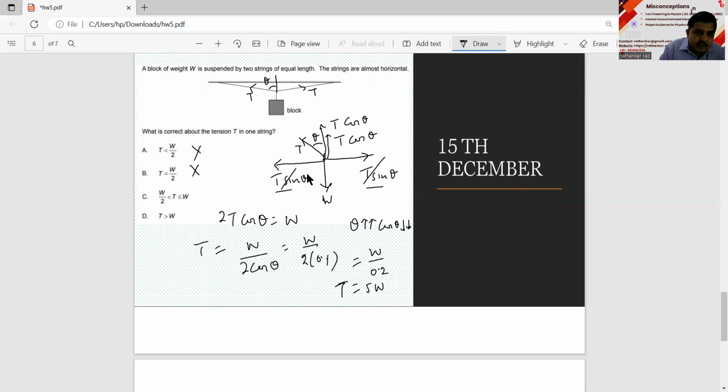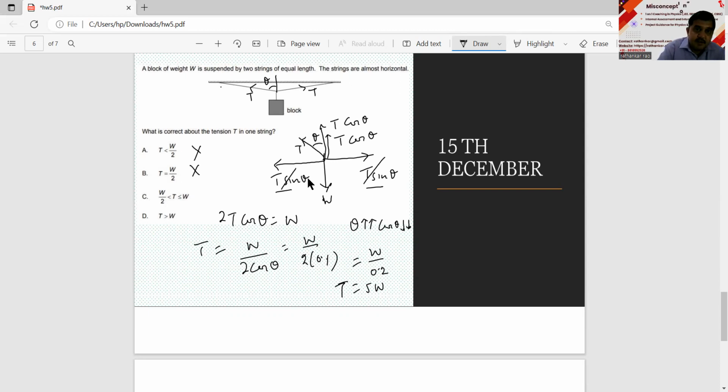And now there are two things coming over here. So here I've got T less than or equal to W, and T is greater than W over here. Which one is correct? Which one is incorrect? That's what we need to look at. Now towards it, what we do is, let us take the maximum value of theta. What is the maximum value of theta? The maximum value of theta could be when the string completely sags and comes down.